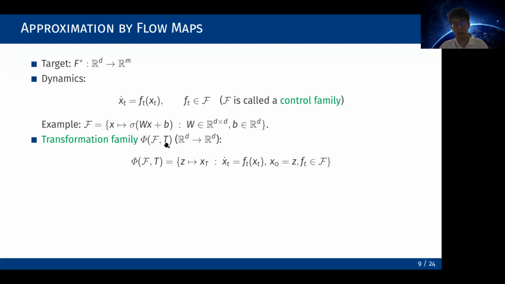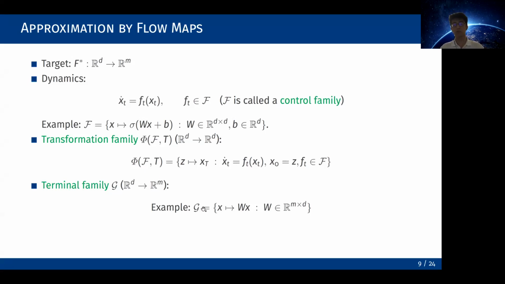The transformational family, which we call curly Phi, is just the family of flow maps. This is the initial condition mapping to the terminal condition. So this is a flow map of this dynamical system where f_t can take any value in F. This is a set of functions from R^d to R^d that represent all possible transformations of the domain you can generate from your flow. And then, of course, we need a terminal family, which we'll call curly G, that maps the input dimensions R^d to the output dimensions R^m. This family is usually very simple. For example, we can consider a linear family.